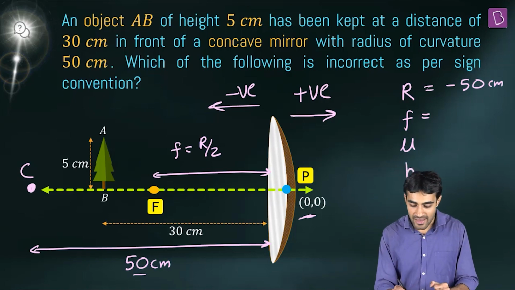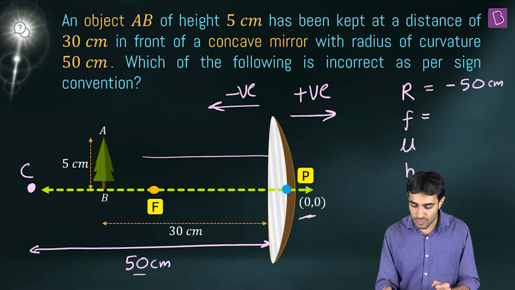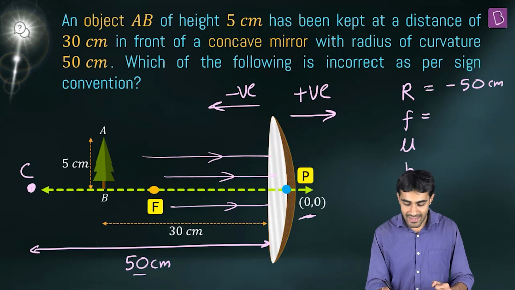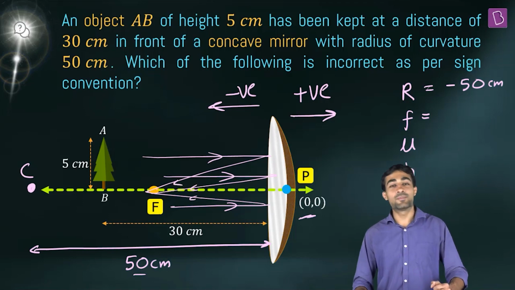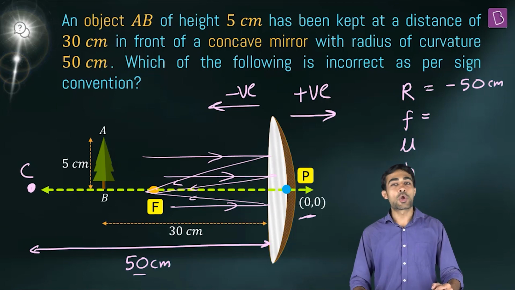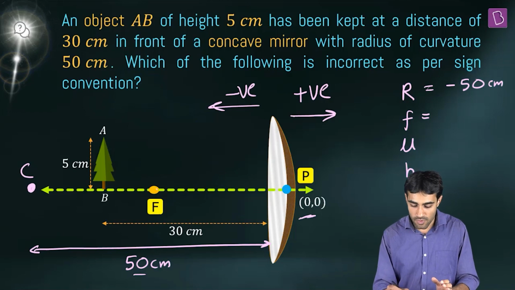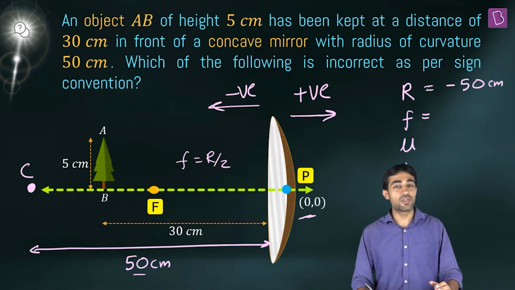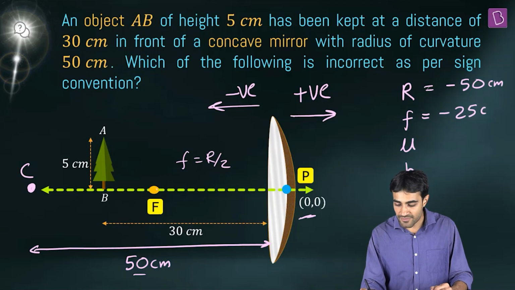Why? Because when parallel light rays strike on this mirror like this, these are the parallel light rays which are parallel to the principal axis also, and they are very close to principal axis, they will meet at focus, and we can see the focus will be on the negative side as we have our concave mirror. So this is our focus, and we know F is equal to R by 2. R was given to be 50, 50 by 2 is 25, but we have to take the negative sign. So I will write minus 25 centimeter.